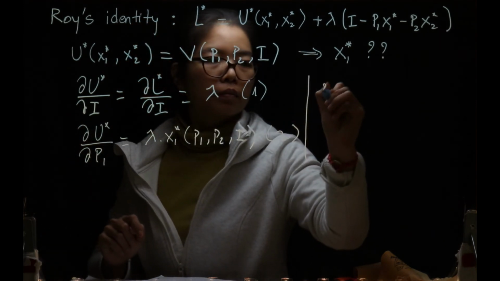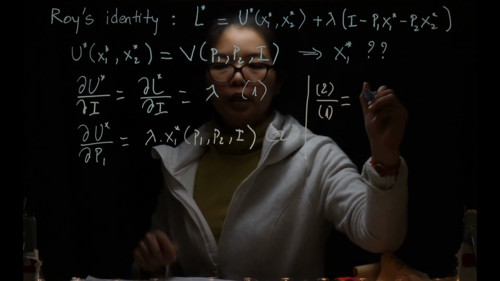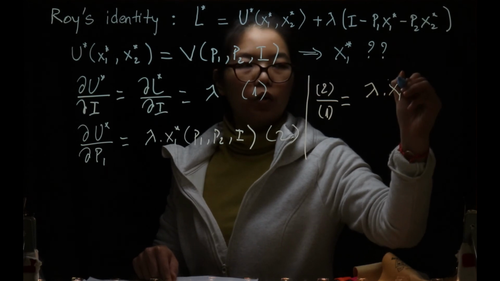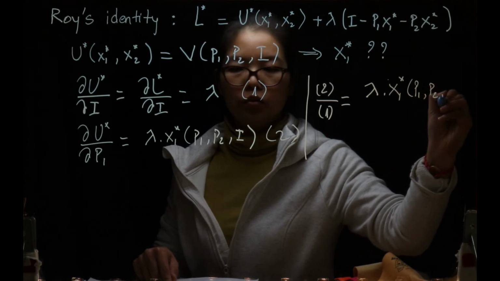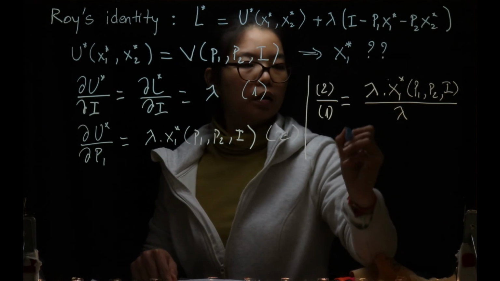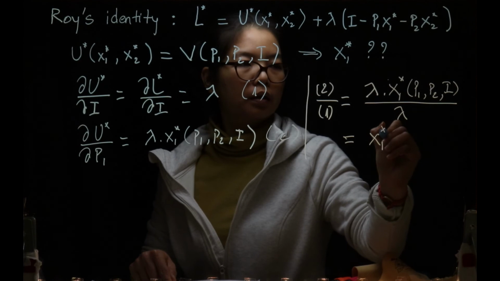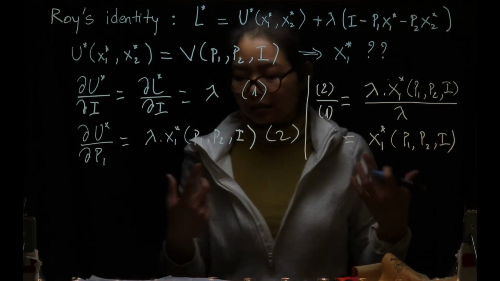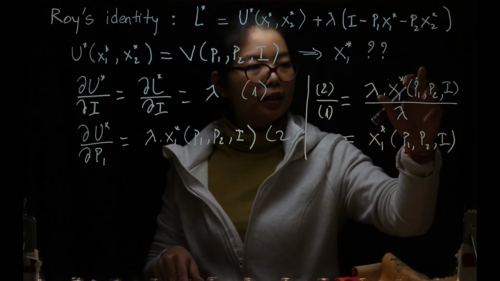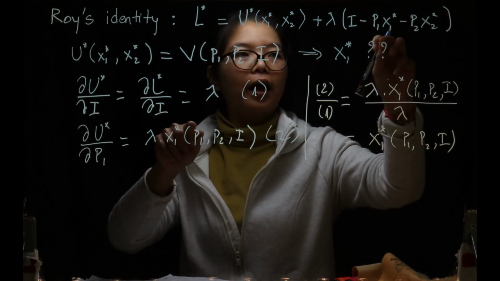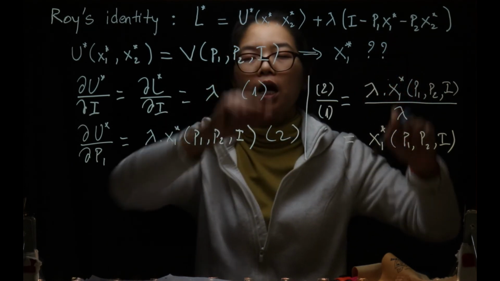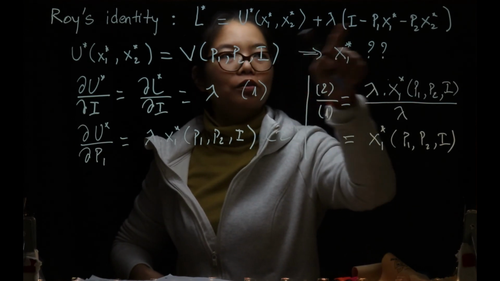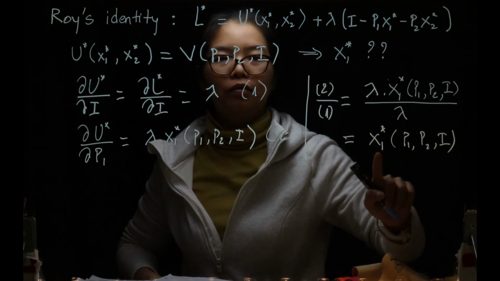Here it will be minus lambda times x1 star P1, P2, I over lambda. And at the end it is x1 star P1, P2, I, right? And you might ask yourself already, how about P1 in these other places? When you take the derivative, how about the P1 implicit in x1 and also here? Thanks to the envelope theorem, we can ignore them, and we could keep these x stars at the optimum value. So that's how we could write it like this.